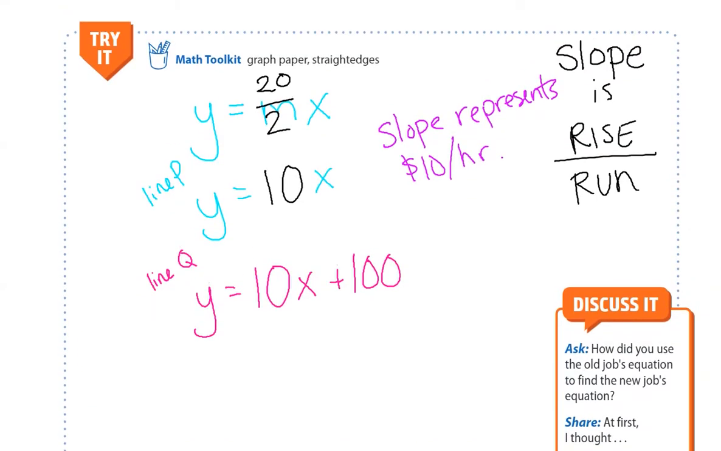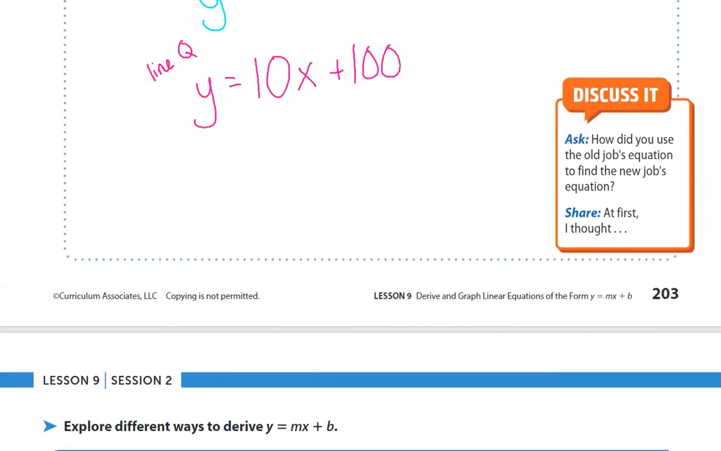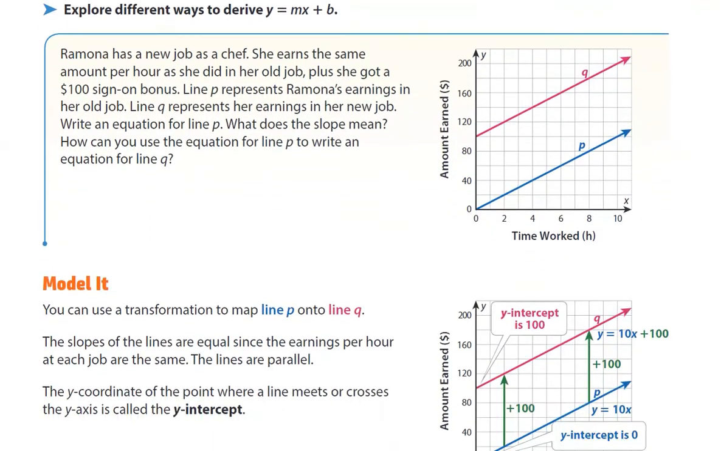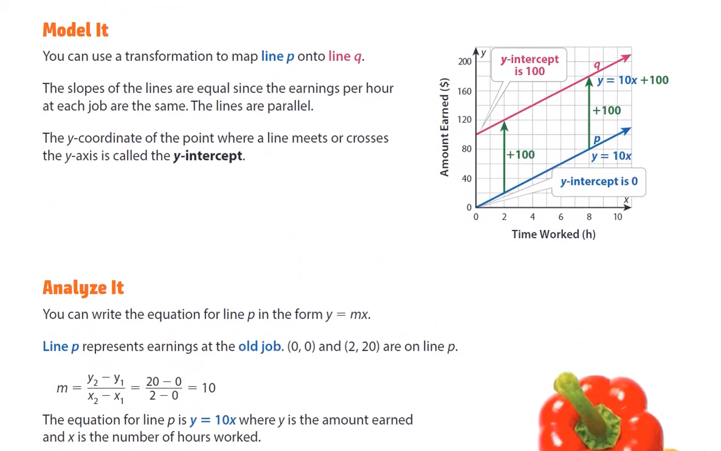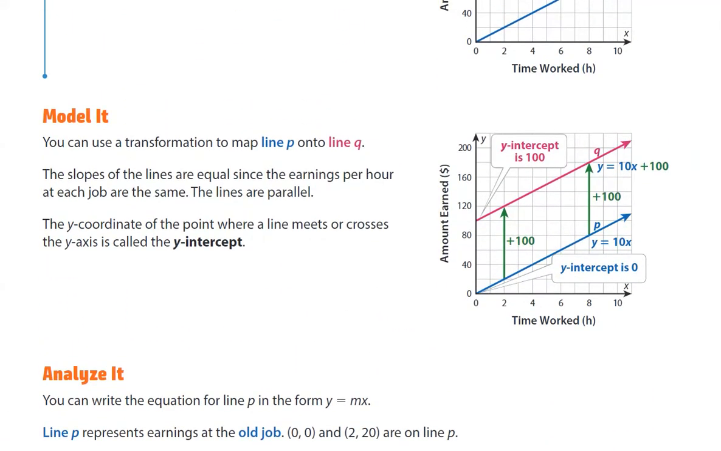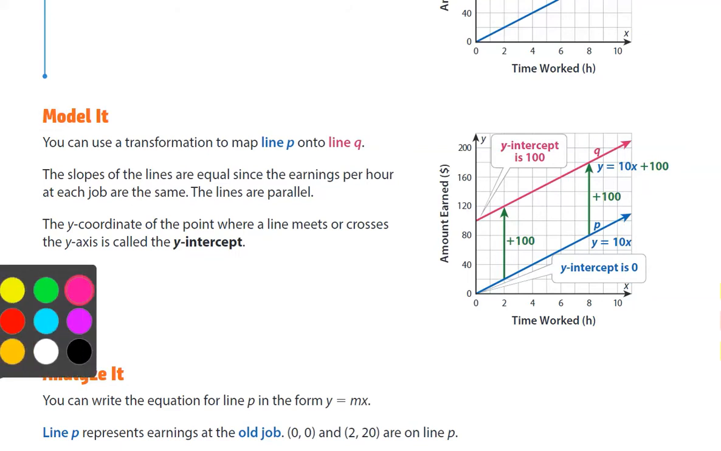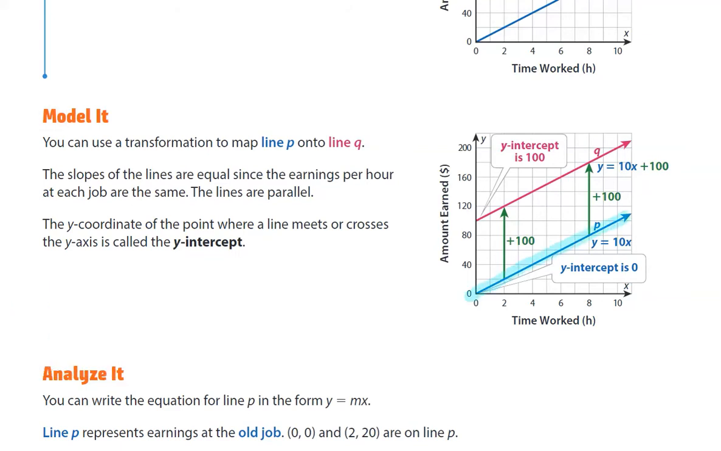Okie dokie. All right, let's go down here and learn our vocabulary that goes with this in our model it. Let's see, we've got to model it and we've got to analyze it. Okay, so the model it is just showing that if you were to transform line P, if you were to transform it by translating it up 100 units, it would map onto line Q, which is just a fancy way of saying it's the same line, just higher up.